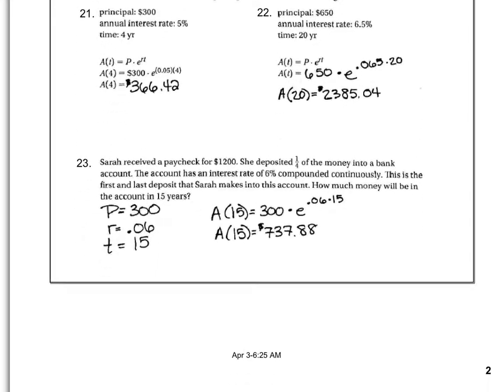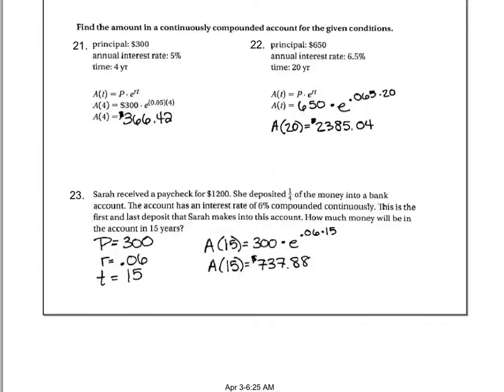Number 23 was the word problem. So our principal was a fourth of her $1,200 paycheck. It wasn't the $1,200. So if you put $1,200 there, obviously, unfortunately, your answer is going to be wrong at the end. So you had to take a fourth of it. 1,200 times a fourth, or 1,200 times 0.25 if you turn it into a decimal, is $300. The rate was 6%, which means 0.06, and the time was 15. And then there's your equation and the answer to it.